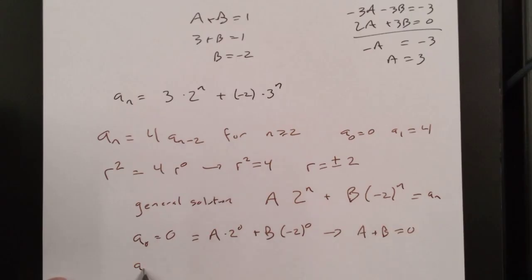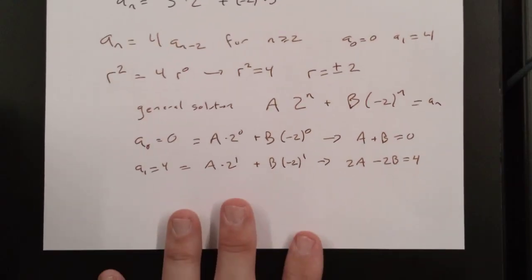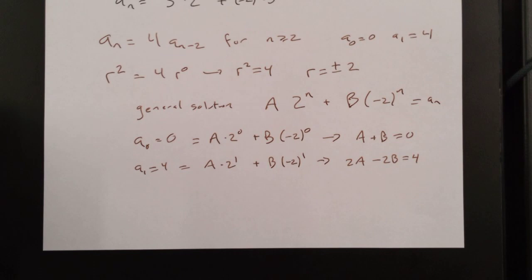A1 is 4. So that should be A times 2 to the first and B times negative 2 to the first. So I get 2A minus 2B is 4. Solve for A and B.